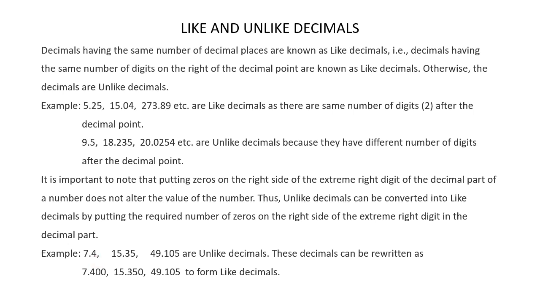So we have to add two zeros after 4. So we get 7.400. Now 14.35 has two digits after the decimal point. So to make it three digits after the decimal point, we have to add a zero after 5. So 15.35 can be written as 15.350. So now 7.400, 15.350 and 49.105 are all like decimals because they have three digits after the decimal point.